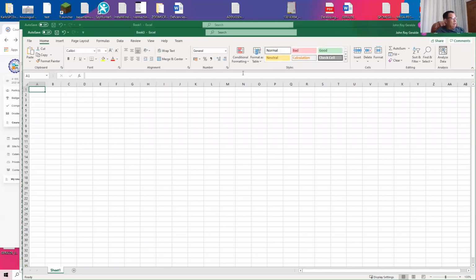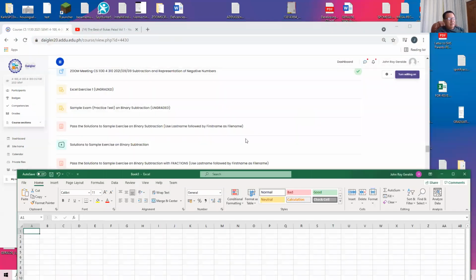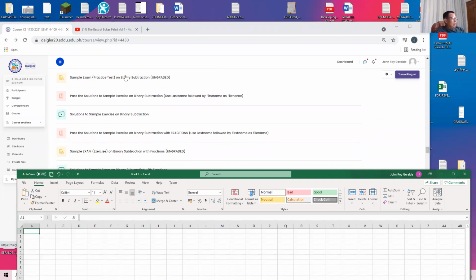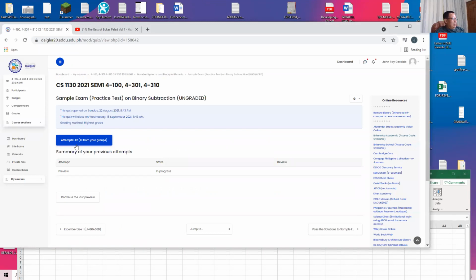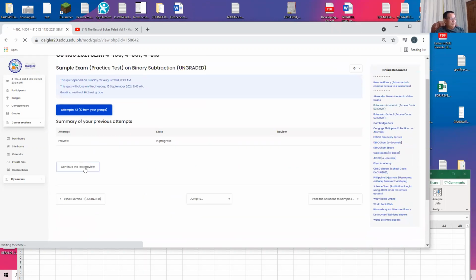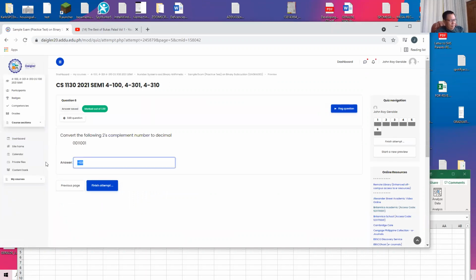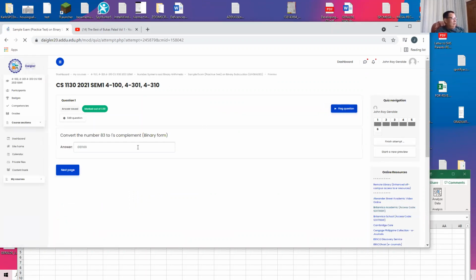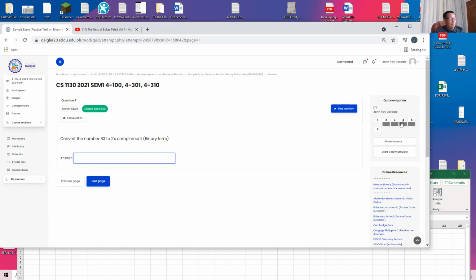present the solution. So what we'll do today is we will answer the two sample practice tests. I think we have enough time for that. Binary subtraction is the simpler one. There are already 42 attempts, only 10 from our group. Anyway, this session is recorded and I'm going to upload this at the end of the day. We'll preview this again now. Start here. We'll clear out the answers first, because I've answered this before.